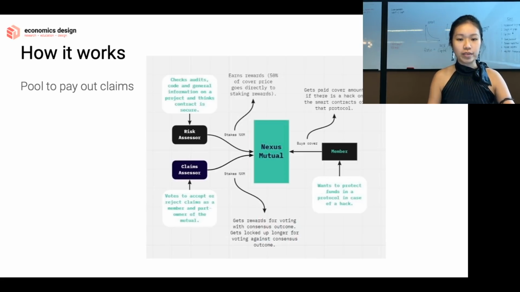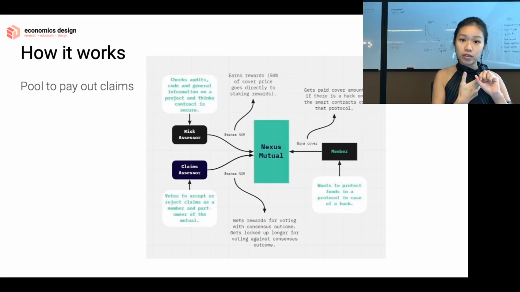This diagram is done by Nexus Mutual, and I think it gives a very good snapshot of how the thing works. You have three types of participants in the system. You have a member. Members are people who sign up for the membership, pay the membership fee, and can purchase the NXM token, not wrapped NXM, but the NXM token itself. As a member, you can buy cover.